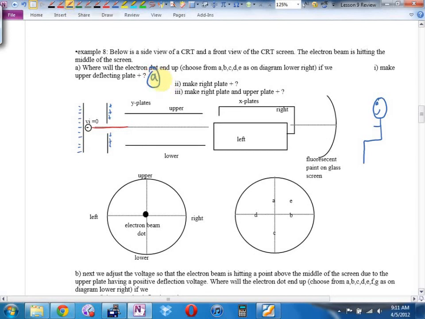Location A. What if instead we turn these plates off, and we make this right plate here positive? So visualize the electron coming through. It's not going to get deflected here at all. Boom, it gets deflected here. Which way? What would it look like over there?